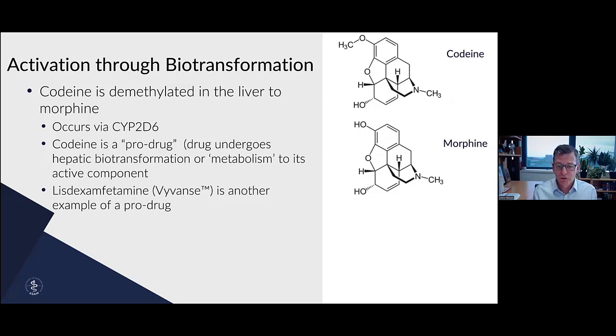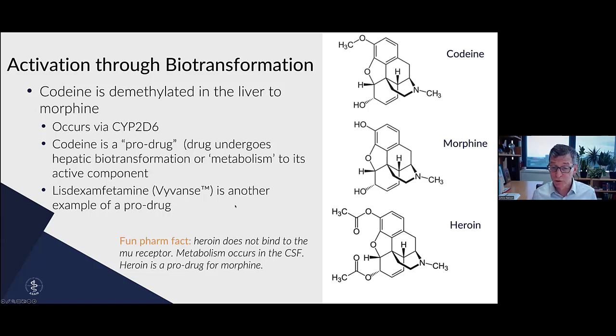Sometimes medications could be activated through biotransformation. Codeine is a great example because codeine itself is a very poor analgesic. In fact, in populations that are deficient in 2D6, which is about 7% of the US population, codeine does not work, period. Right? It needs to be metabolized, demethylated to morphine. So codeine is a prodrug that has to be metabolized before it's effective. Lisdexamfetamine is another example of a prodrug used for syndromes such as attention deficit disorder.